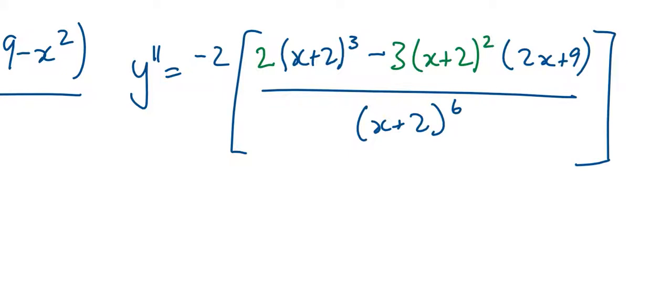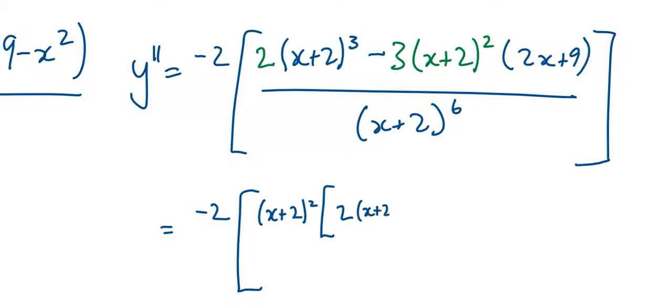Okay, now we have to clean this all up. So I've got -2 out front. And then I've got just an x plus 2 squared. So I've got a 2 and a 3 and a 2x plus 9. None of that's in common, but this has x plus 2 squared and this has x plus 2 cubed. So I can take out an x plus 2 squared. And I'm left with 2 times x plus 2, because I had 3 of them. I took out 2, so I've got 1 left, minus 3 times 2x plus 9.